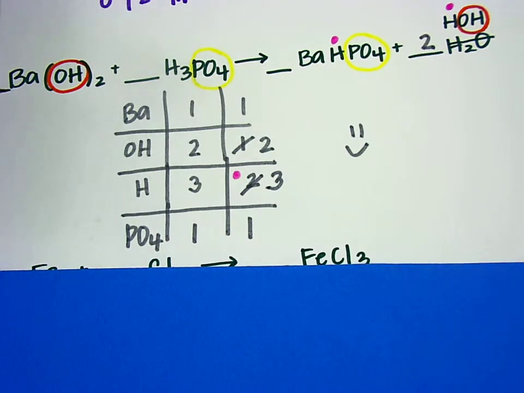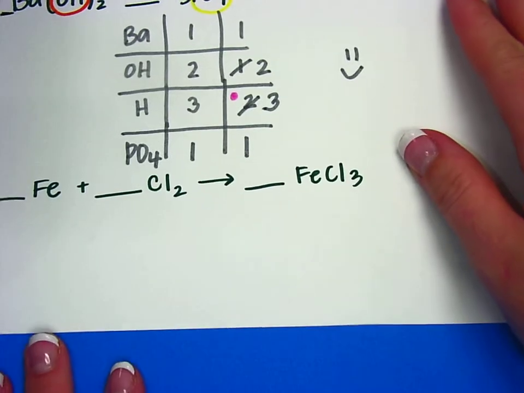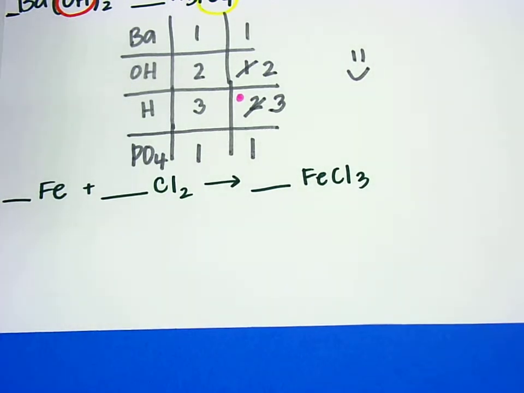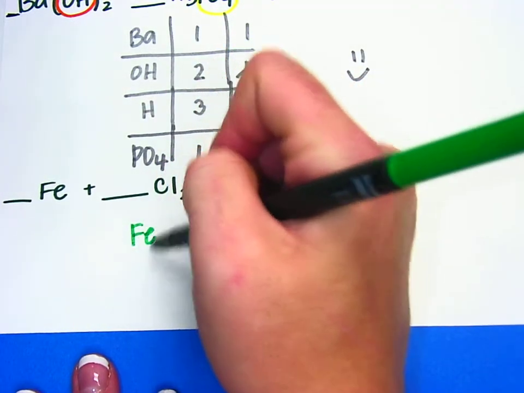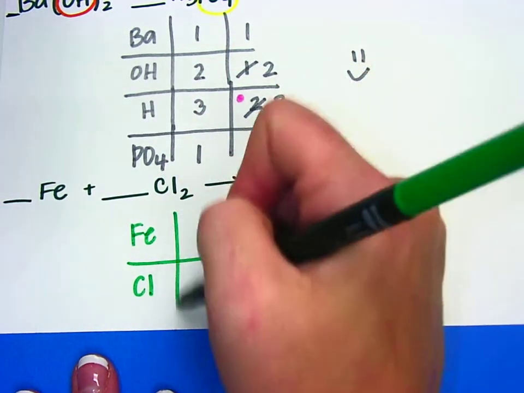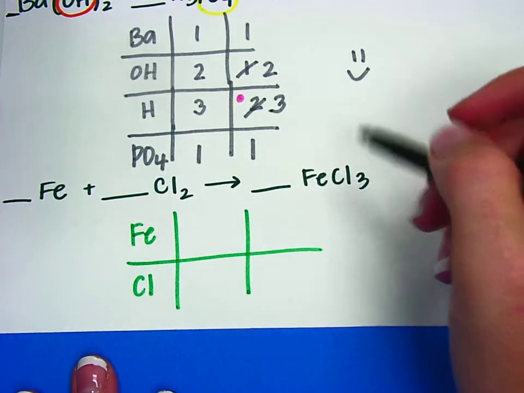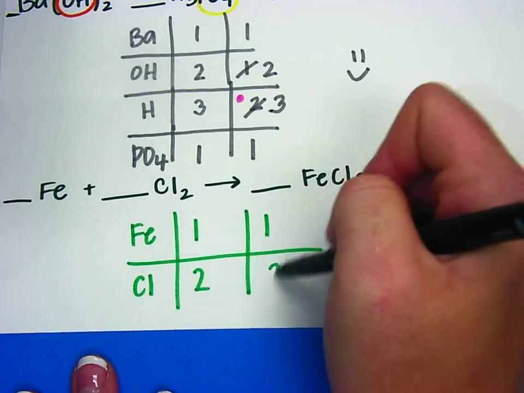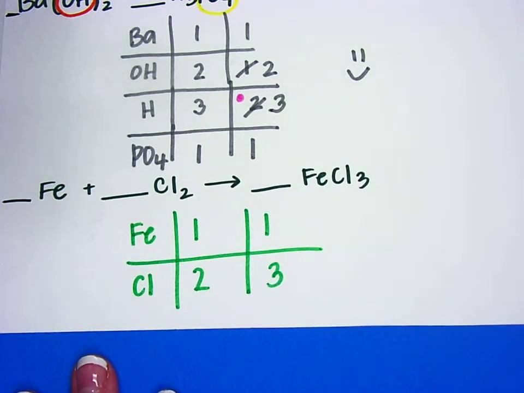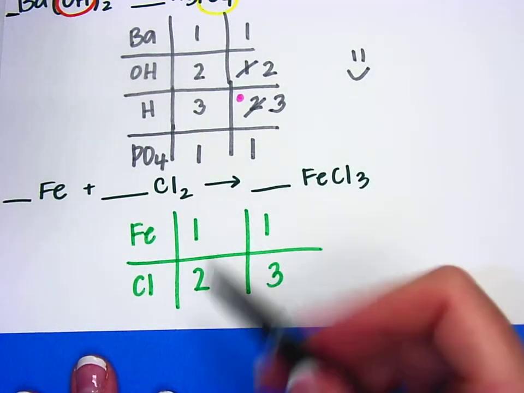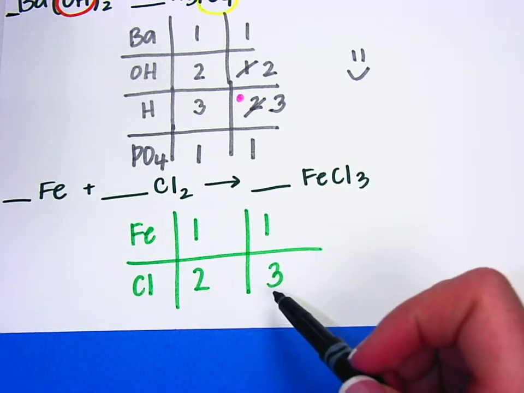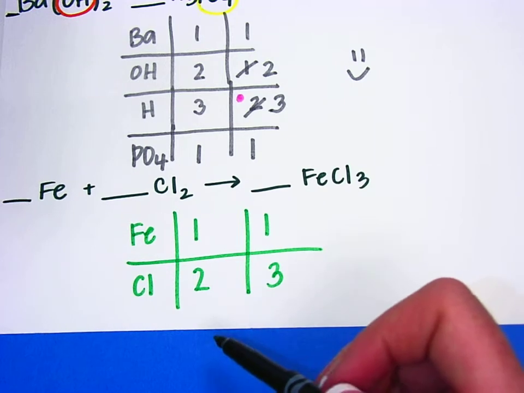Very last one we will do is FeCl2, and this brings up the last sort of anomaly, I guess you would call it, in balancing. You have iron and chlorine. If I start my chart, there's 1 iron on each side, 2 chlorines on the left, and 3 on the right. If you're asking yourself, how can I make a 2 become a 3, or how can I multiply and make a 3 become a 2, you can't with whole number ratios.